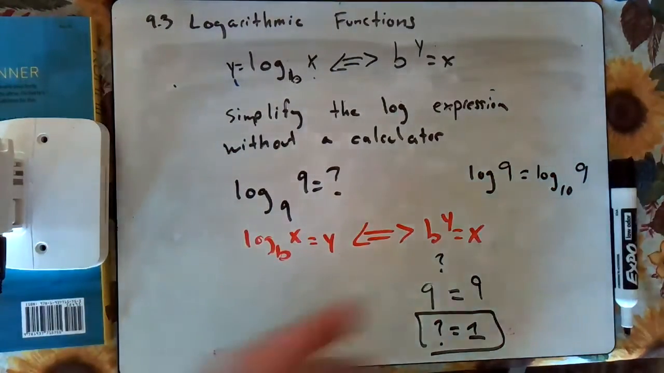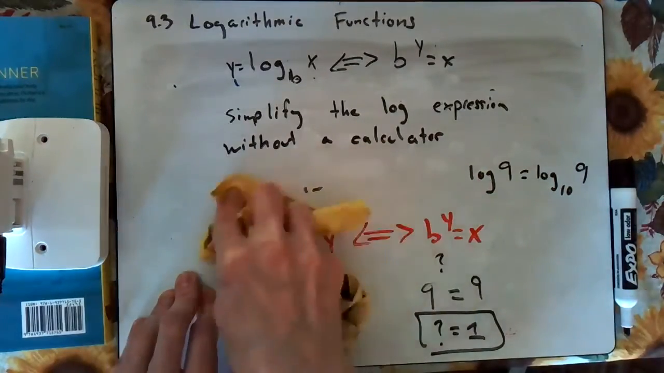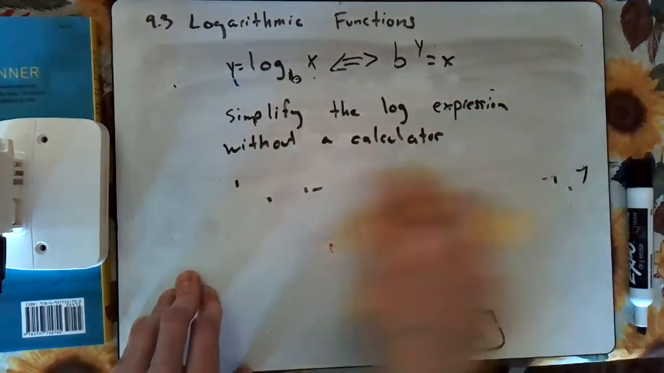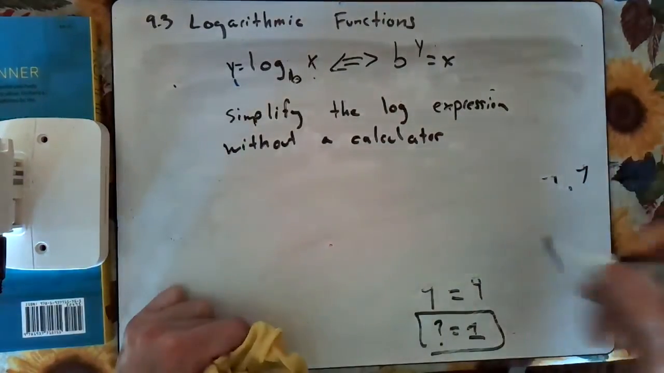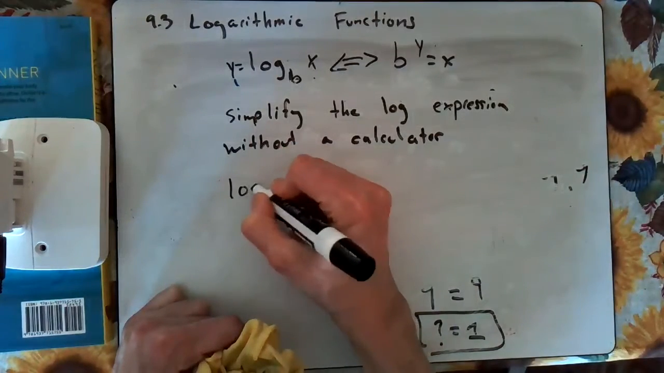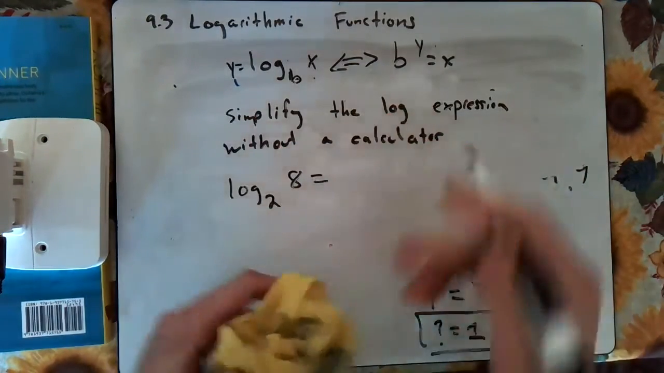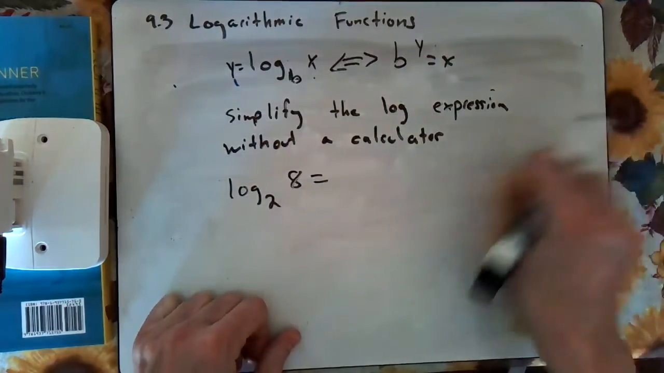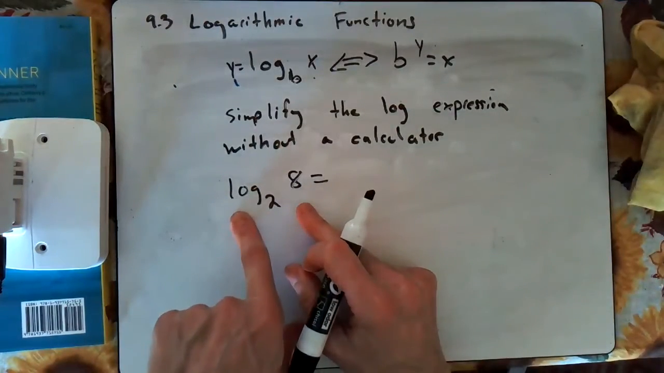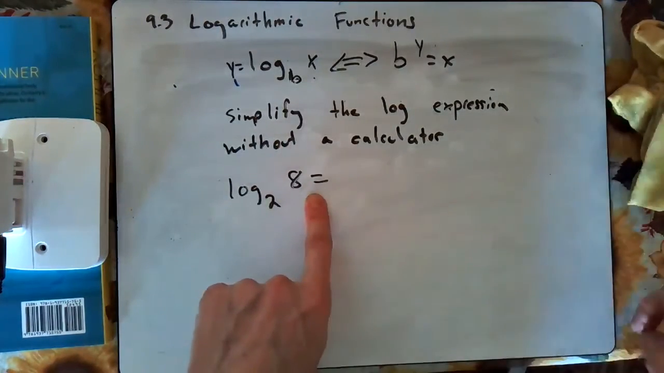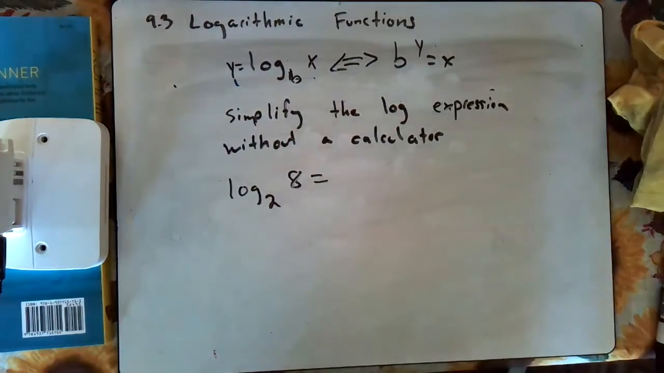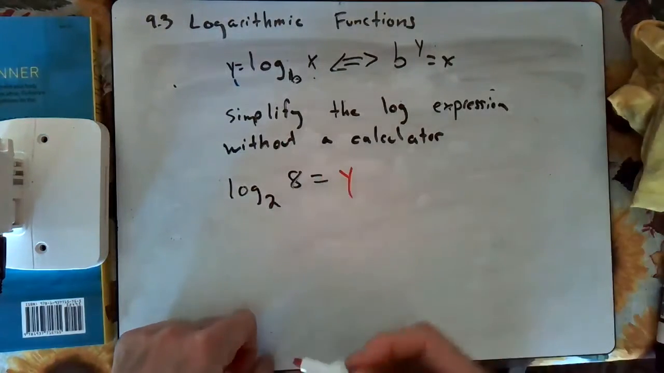What if we had log base 2 of 8? And again, we want to figure out what this is. A lot of the time they just say evaluate this, and they don't even put an equal sign. But to make it a little easier, you can put equals y. Just throw that in there.